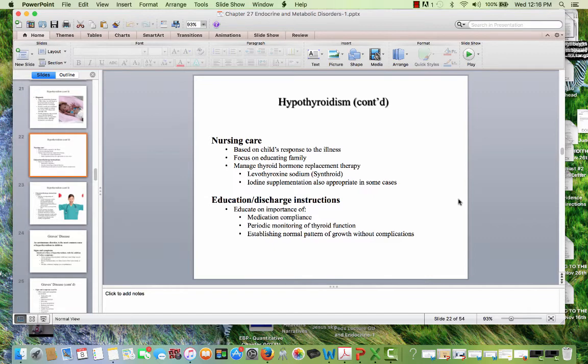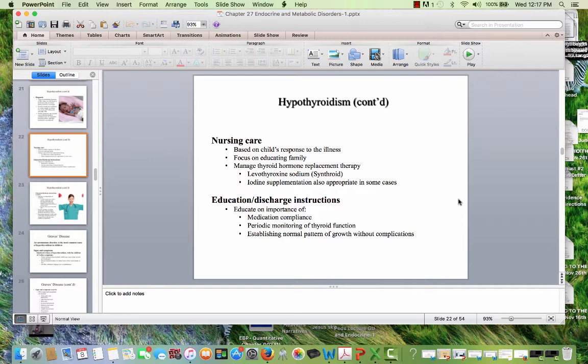Nursing care is really based on the child's response to the illness. What is manifesting in this child? Then we move forth from that. Immediate initiation of thyroid replacement hormone is essential to prevent cognitive damage in newborns and infants. We'll also follow up with newborn screening results prior to or at their first newborn visit within a week of age. We'll continually do careful assessment of height and weight on the growth chart to determine any growth delay. We'll also obtain a history of the infant's activity level.